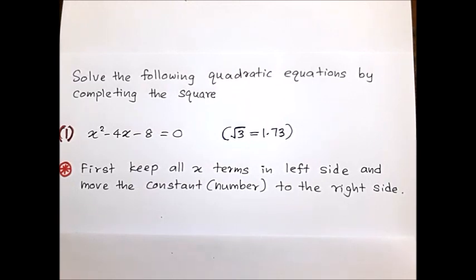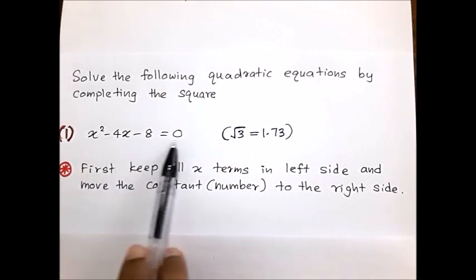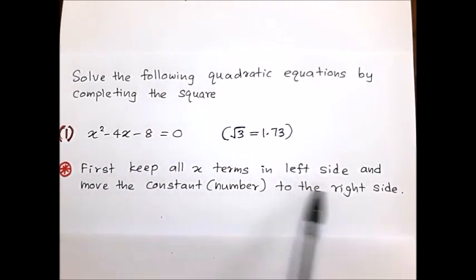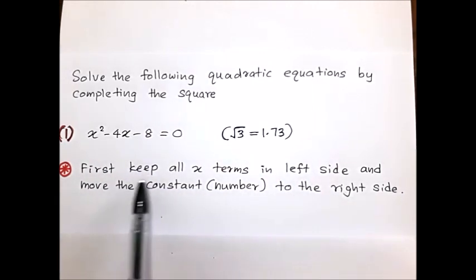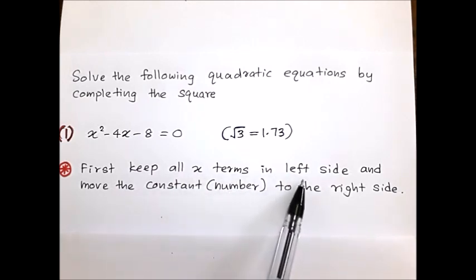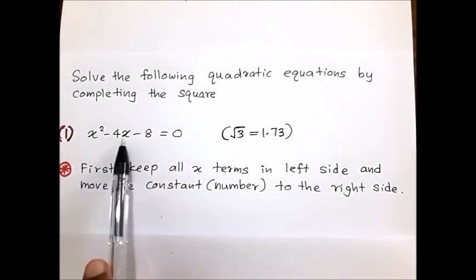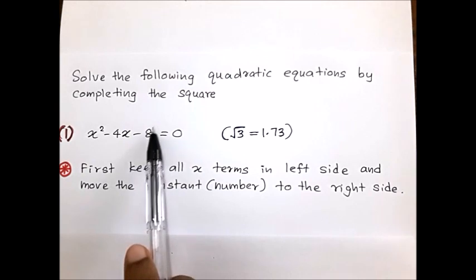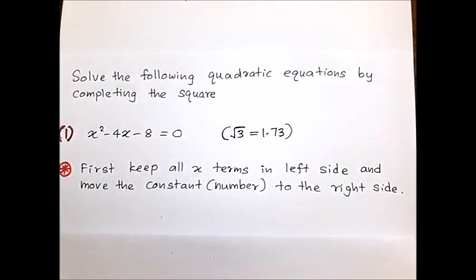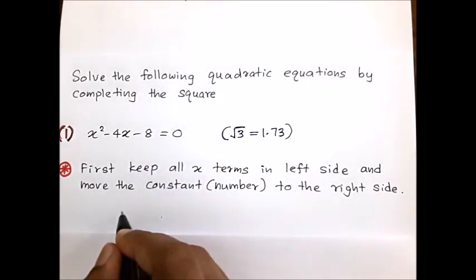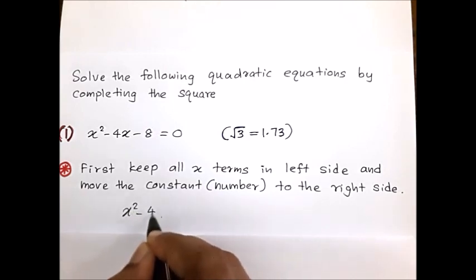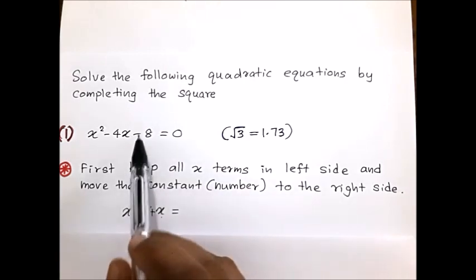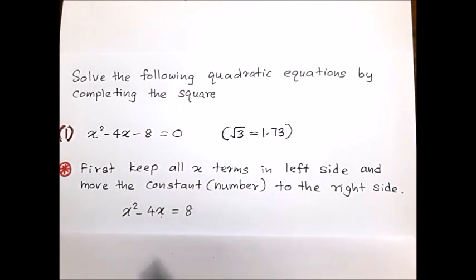Let's start to solve quadratic equations by completing the square. This is the first example. These are some instructions you have to follow. First, keep all x terms on the left side. x terms means x to the power 2 and 4x. Keep them on the left side and move the constant term to the right side. You have to move this minus 8 to the right hand side. x to the power 2 minus 4x equals minus 8 becomes plus 8.